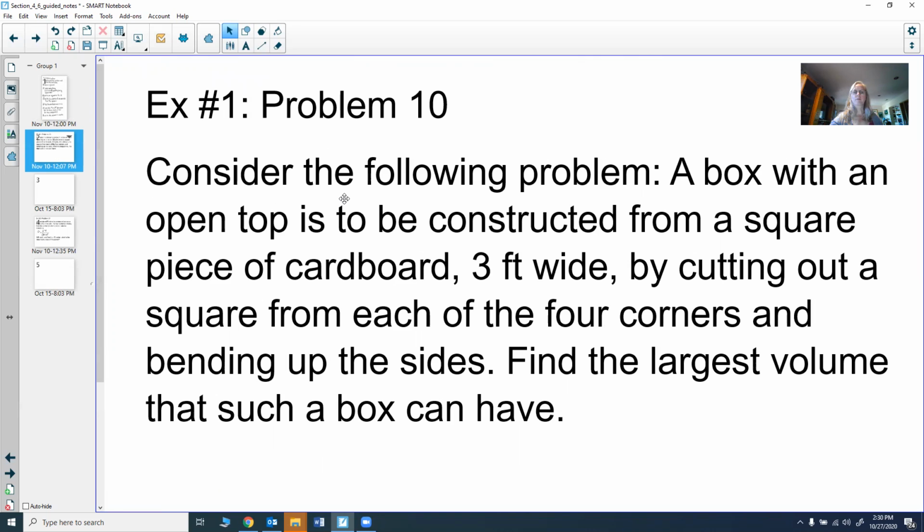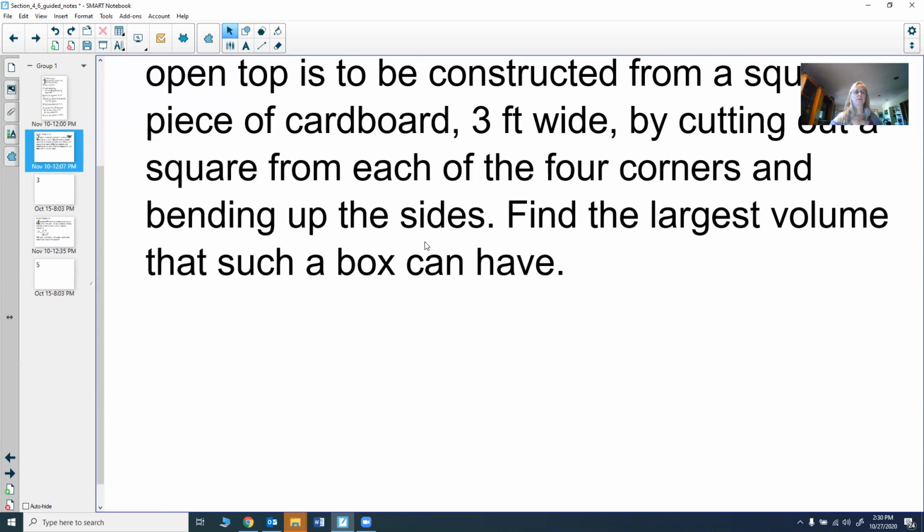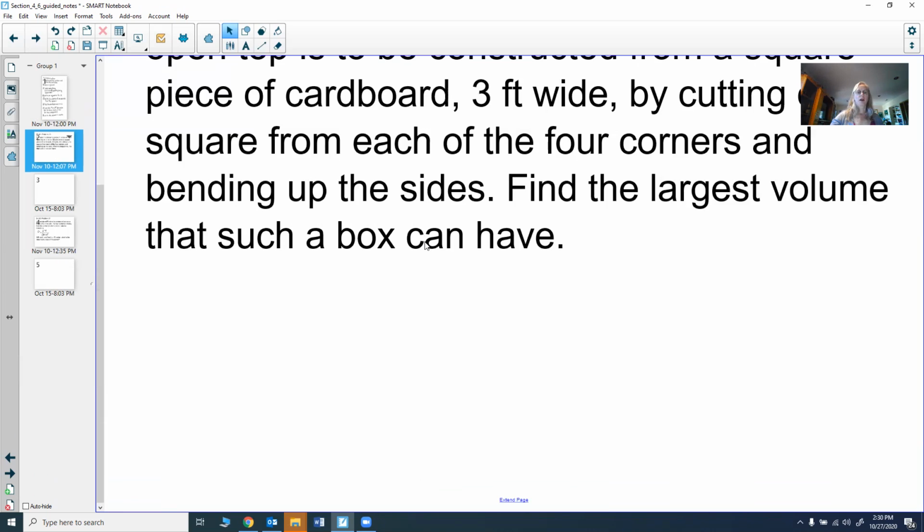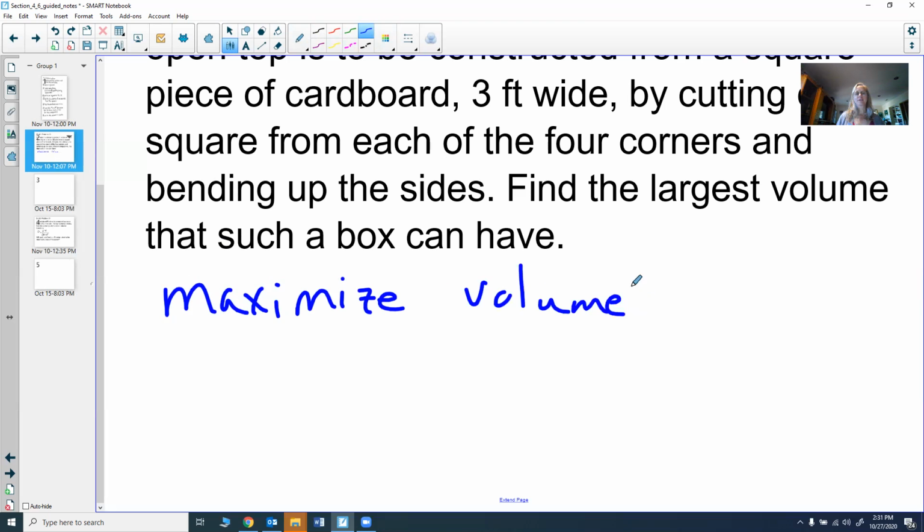Let's consider the following problem. A box with an open top is to be constructed from a square piece of cardboard 3 feet wide by cutting out a square from each of the 4 corners and bending up the sides. Find the largest volume that such a box can have. So we know from this last sentence that we want to find the largest volume. So largest means maximum. So we know from this that we're trying to maximize volume. So that's the quantity I'm going to work with. Let's call that V for volume.